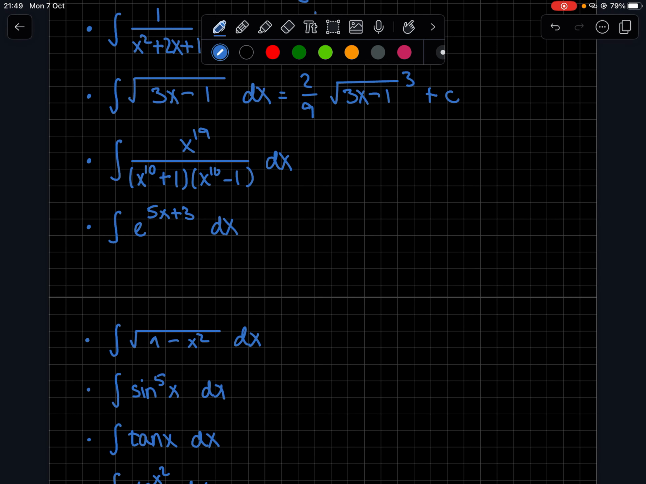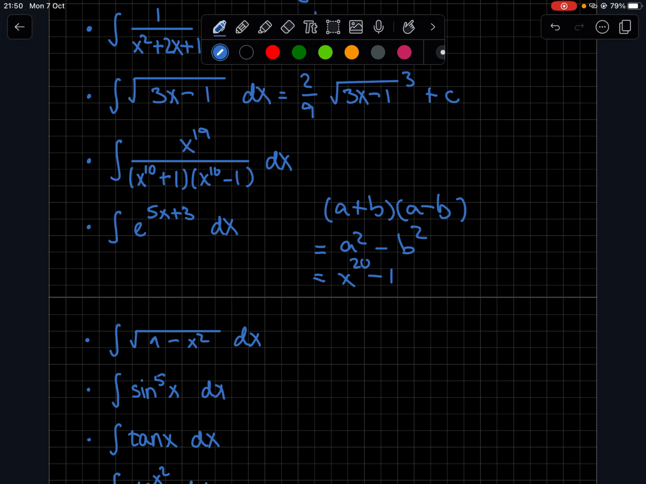Next question. x to the power of 19 over, and then we have a product. So you should be recognizing the form a plus b times a minus b. We have that here, and if we were to expand that, you'd get a squared minus b squared, which with our numbers is x to the power of 20 minus 1.